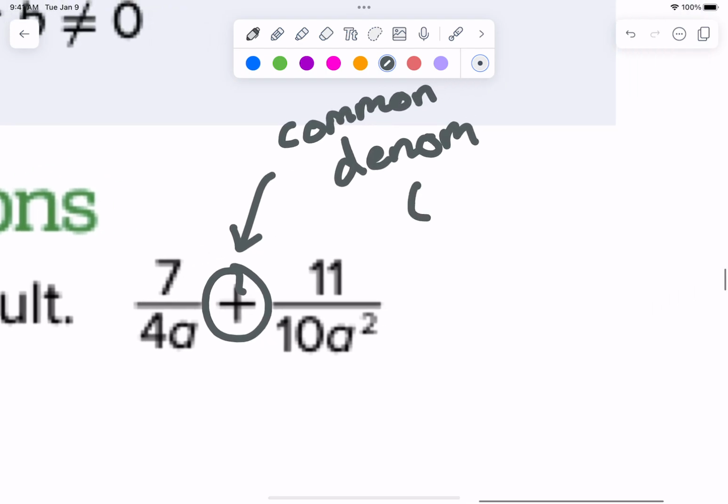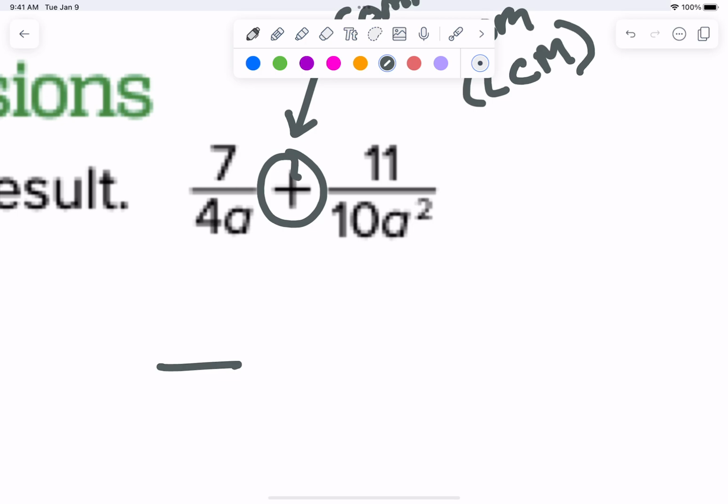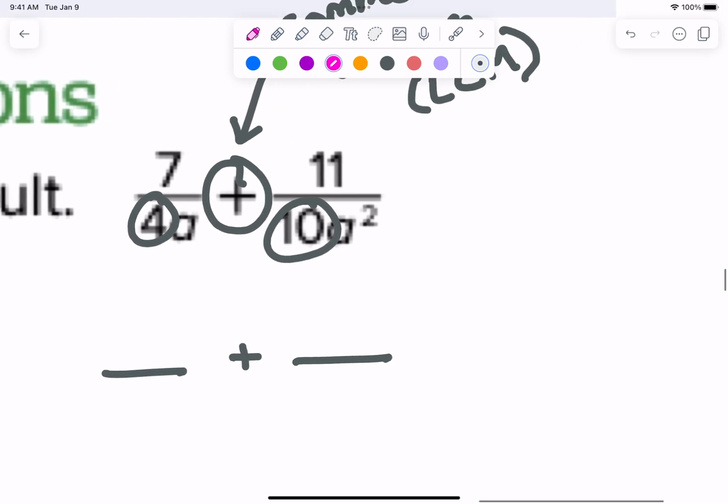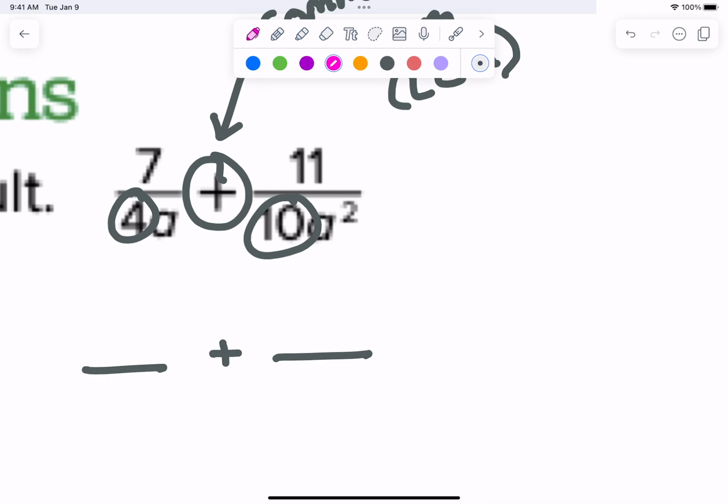Another name for common denominator is the least common multiple, the LCM. I want a number that they both go into. What number does 4 go into and 10 go into? 20. If you're stuck, this is how I do it. Which number is bigger, 4 or 10? Start with 10. Does 4 go into 10? No. Go to the next multiple, 20. Does 4 go into 20? Yes, there's where you stop. So start with the biggest number, do multiples of it, and see if the other ones go into it. So we're going to start with 20.